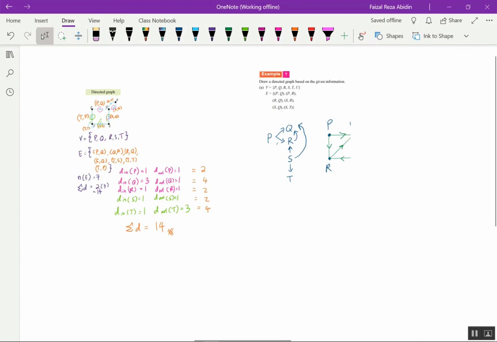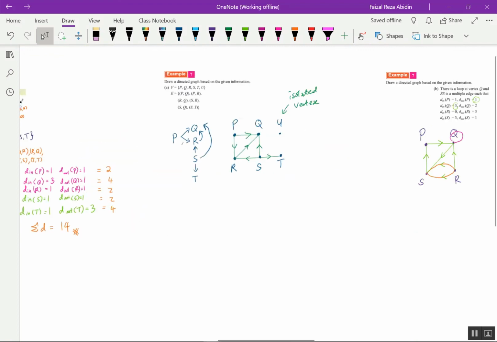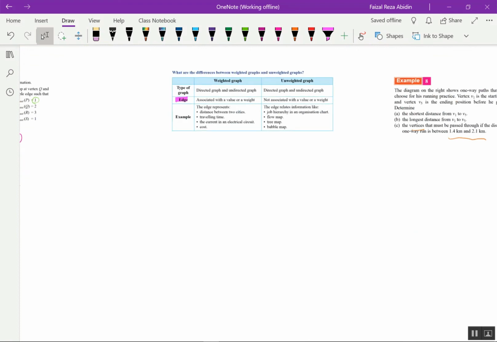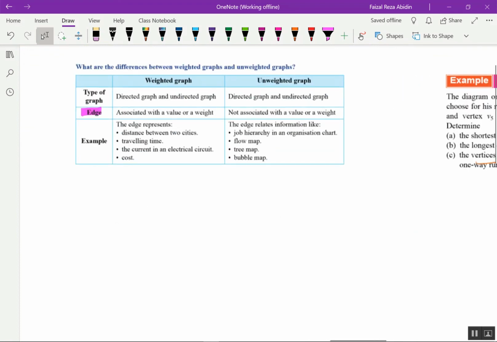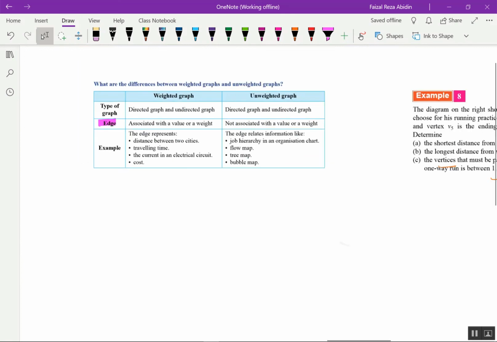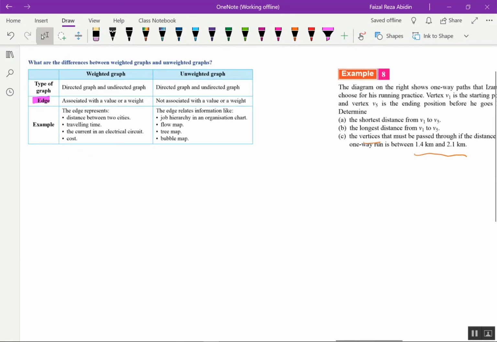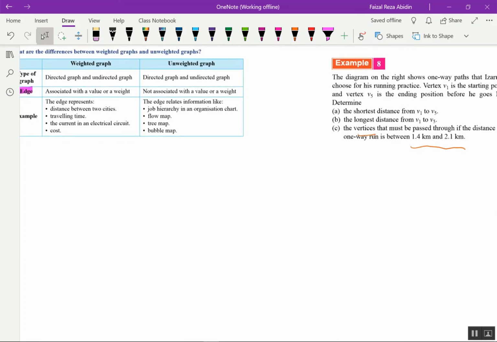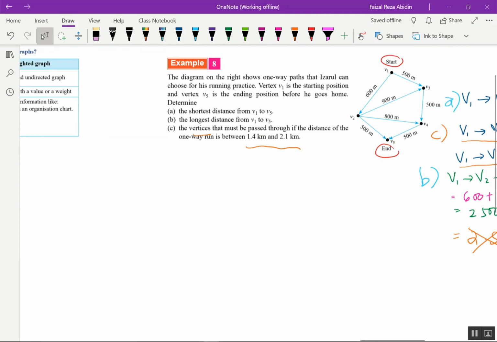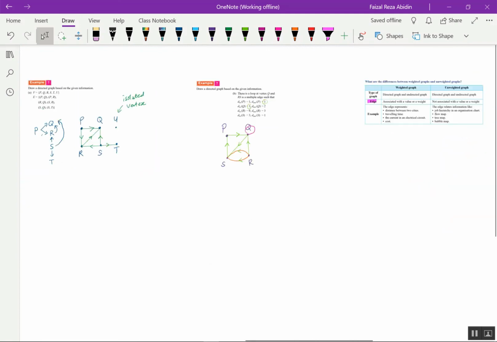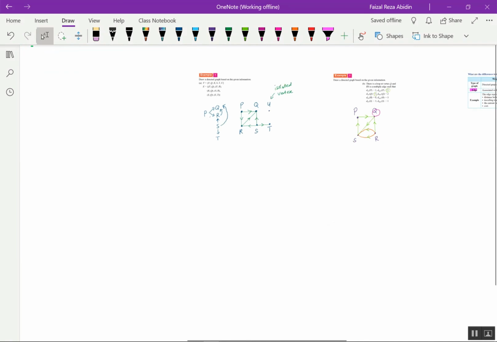For the second learning outcome, we know about weighted graphs and unweighted graphs. What is the difference? In a weighted graph we have a value or weight given, and in an unweighted graph they are not given, not associated with anything. I hope you can understand today's learning.